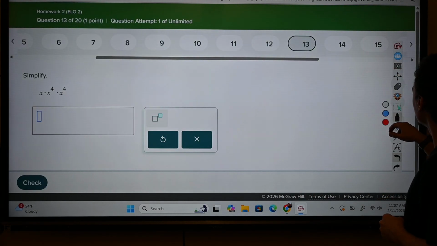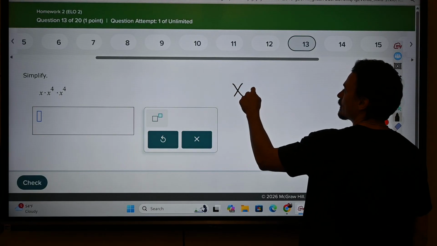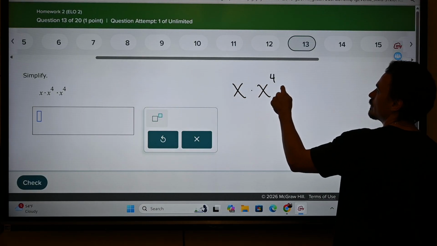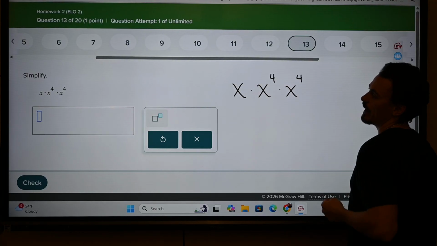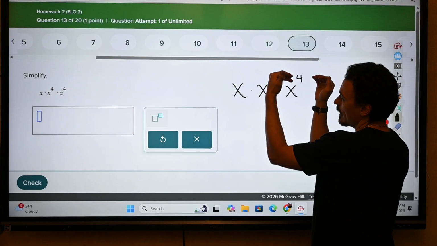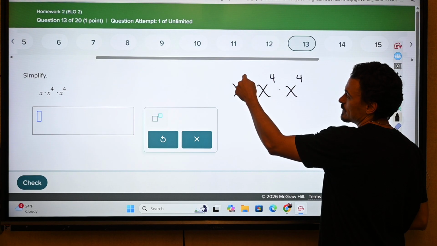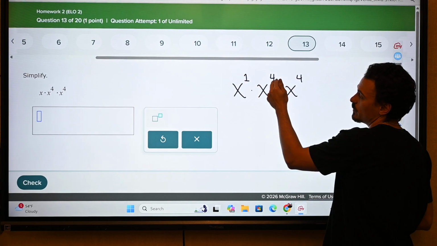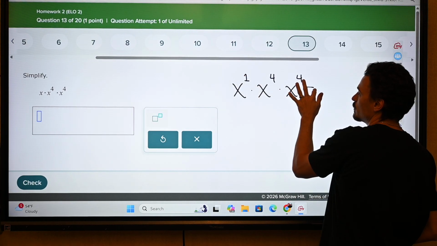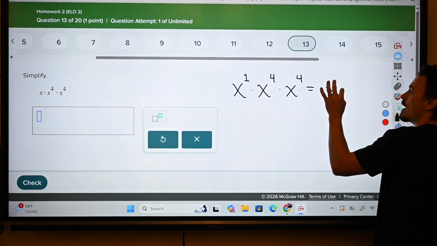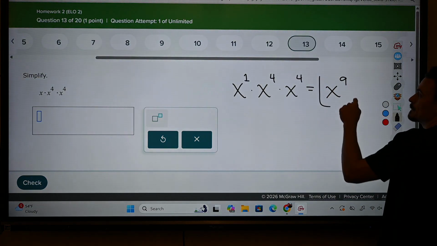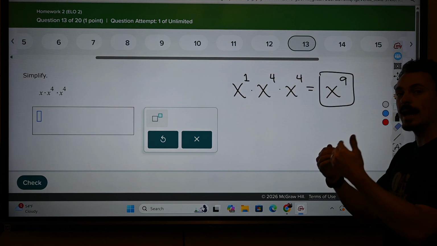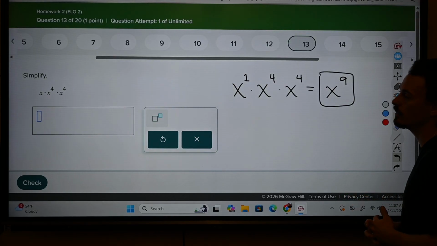Okay? Here, I have 3 factors that all have the same base, and then they have an exponent. This one has an exponent of 1, this one has a 4, and this one has a 4. Since we're multiplying them together, that makes 9. Exponents add whenever you're multiplying with the same base.